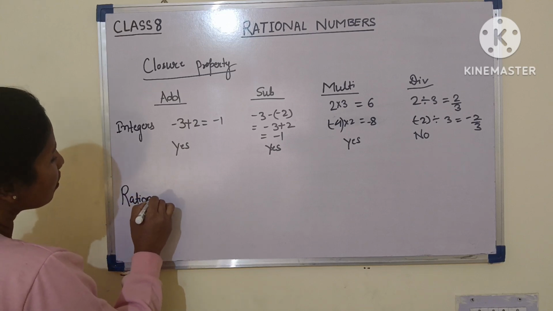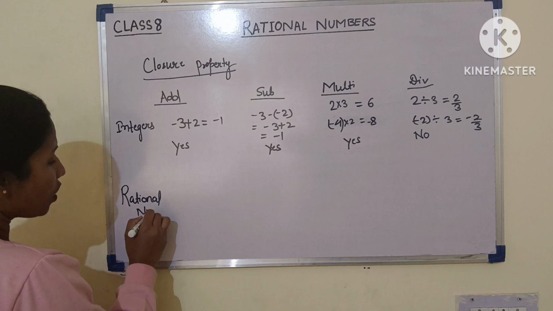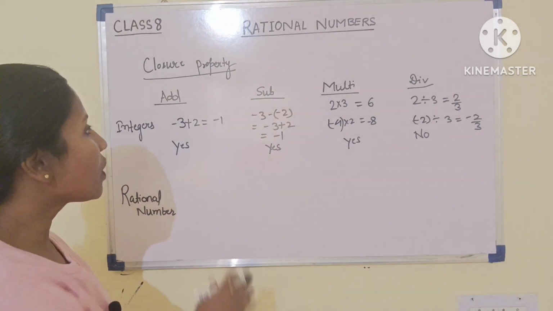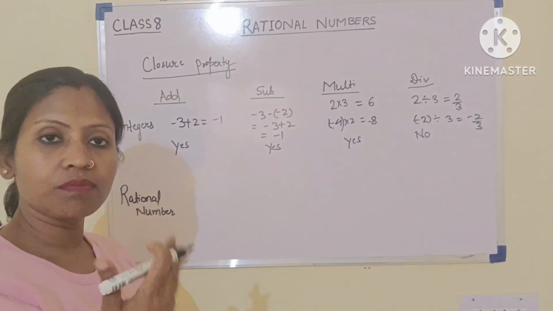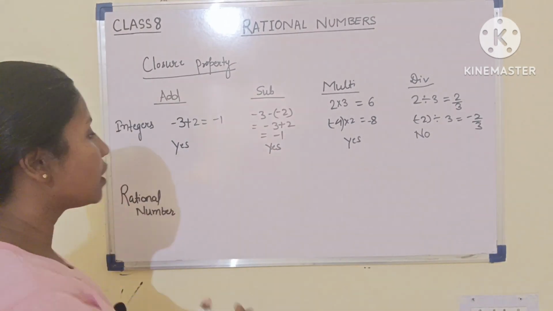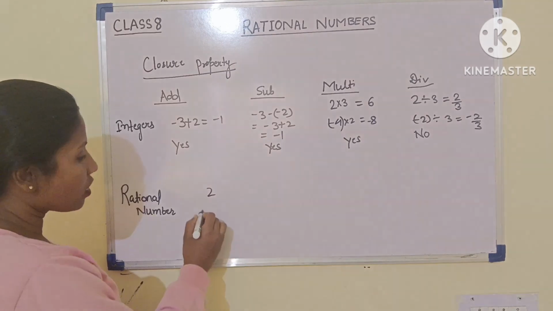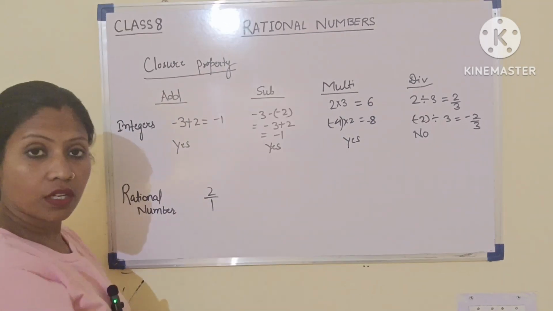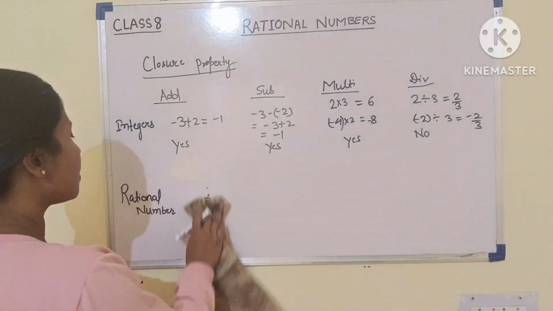Rational number. Although you can prove rational number properties also with the integers. Why? Because all integers, all natural numbers are rational numbers, right? 2 is also a rational number because we are able to write it in p by q form where q is not 0. Okay, we have read this.